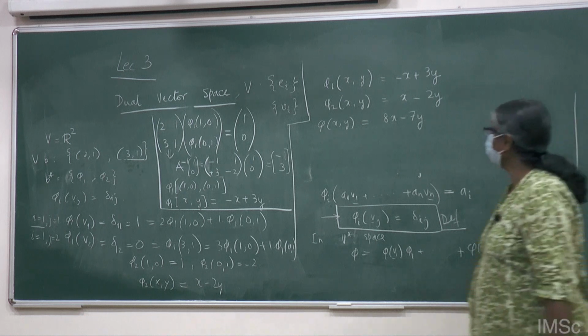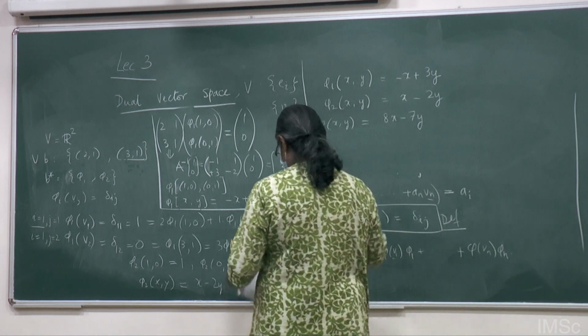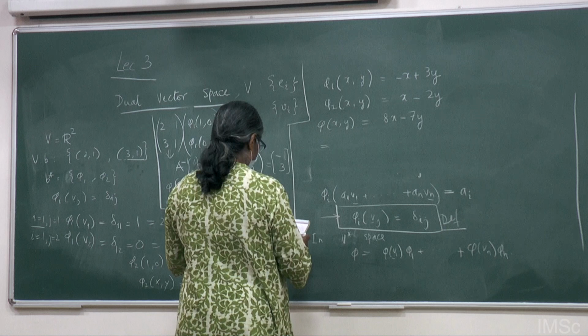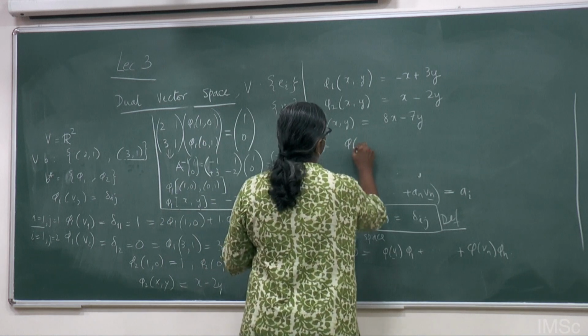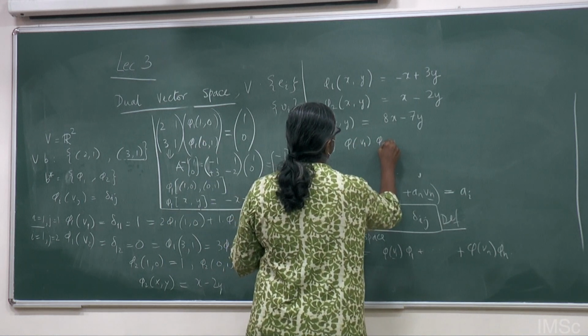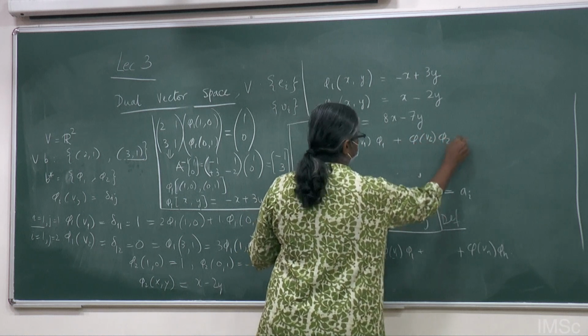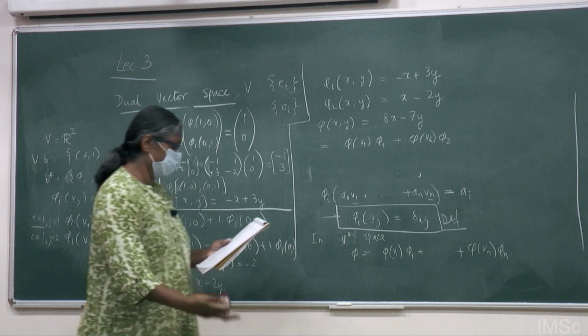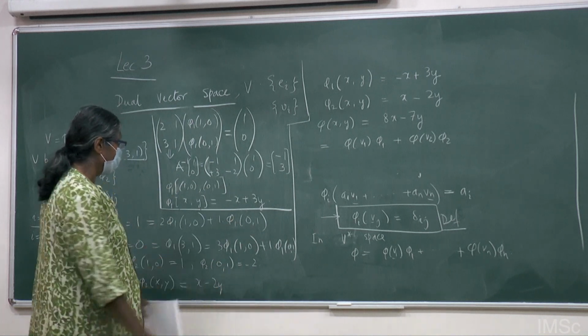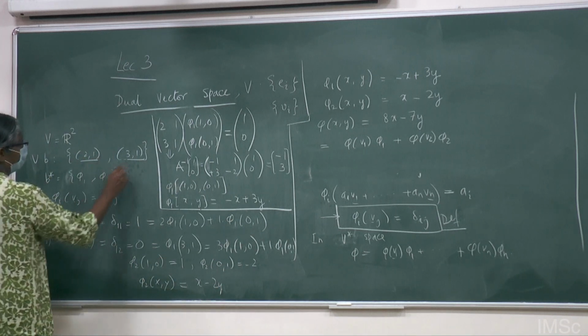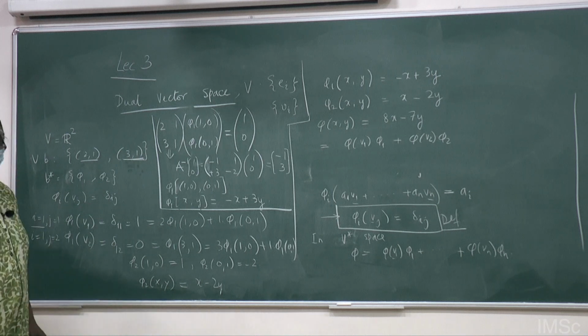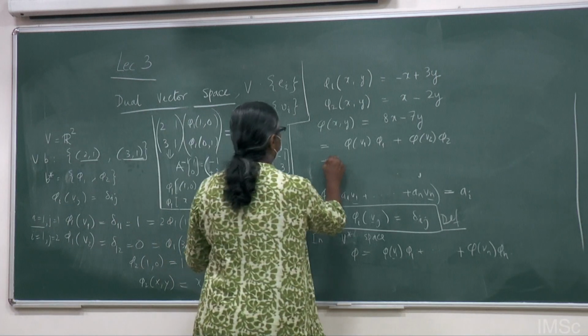So what do I have to do? I will have to write it as phi v1, let me write the equation phi 1 plus phi v2 phi 2 plus, we have only 2, so I don't need to care about it. And what was v1? 2 comma 1. And what is v2? 3 comma 1. Right? So what will this give me?